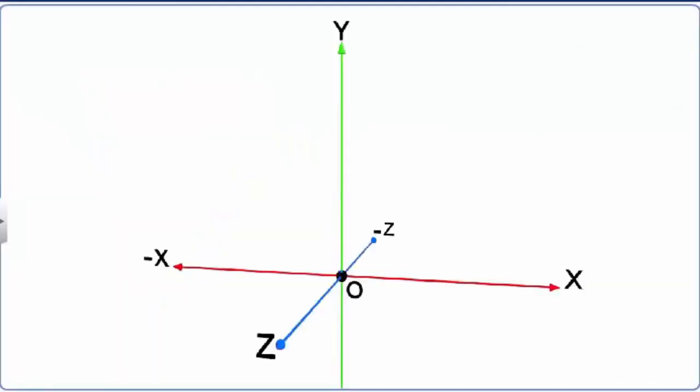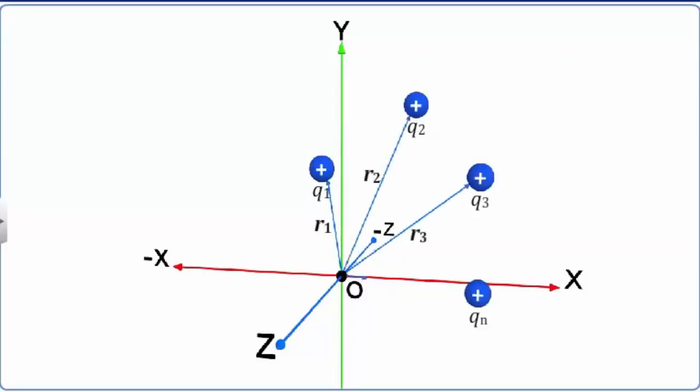Let us now consider a system of charges Q1, Q2, Q3 and so on till Qn, as shown in the figure with position vectors R1, R2, R3 till Rn with respect to the origin O. We know that electrostatic force, as given by Coulomb's law, exists between every pair of charges of the combination. To find the net force on any charge in such a system, we first calculate the electrostatic force on that charge by each and every other charge of the system.